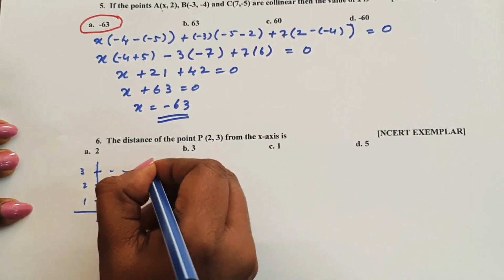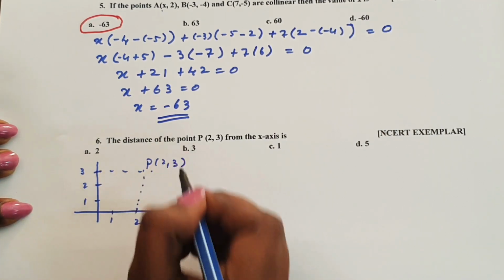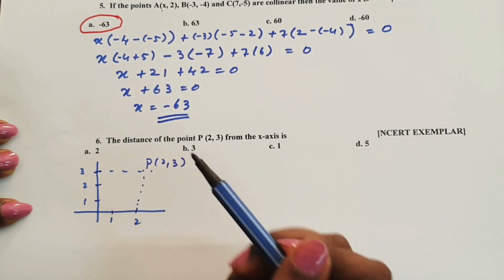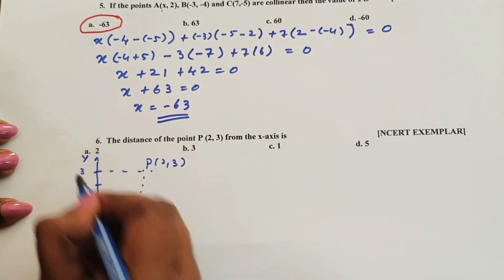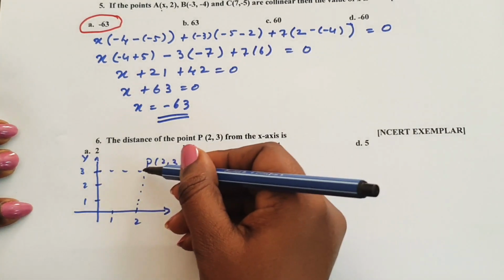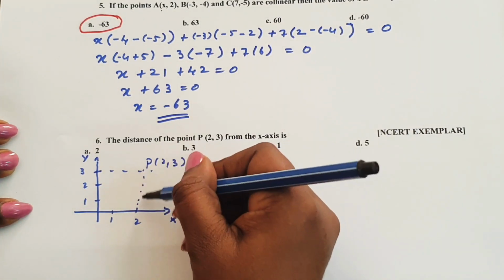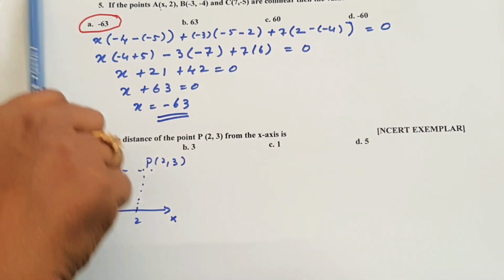The point of intersection. So this is our point P of 2, 3. What is the question? What is the distance of the point P from the x-axis? What is our x-axis? This one. So what is this distance? How many steps did we climb up? 3 steps. So what is the answer?